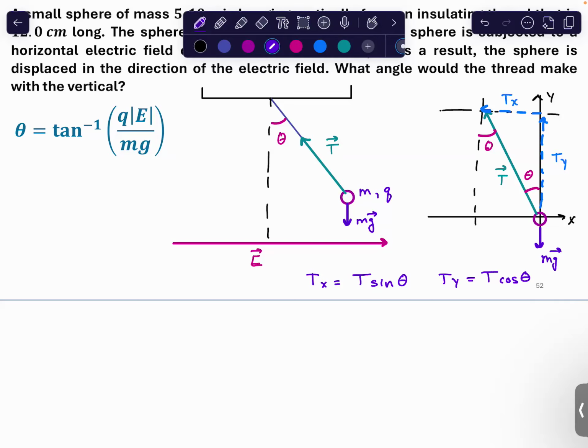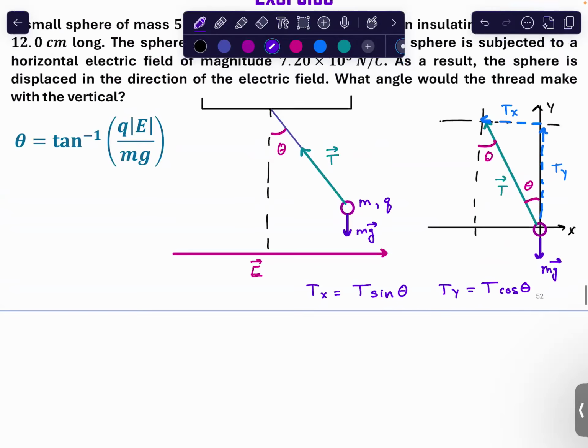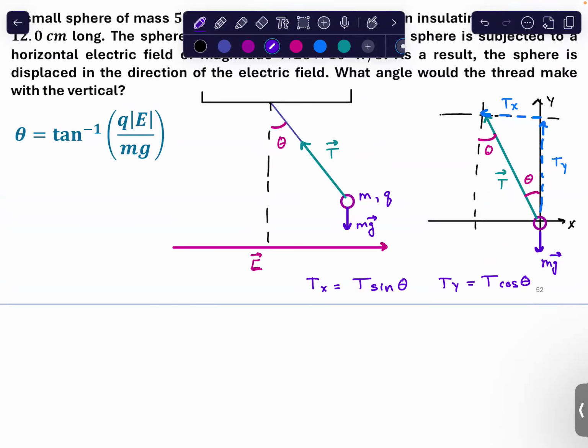So now we're trying to figure out theta. All righty. So how do we start by solving these? We have forces in two directions. Yeah, how do we do that? How do we get to there? Now, how do we get there?